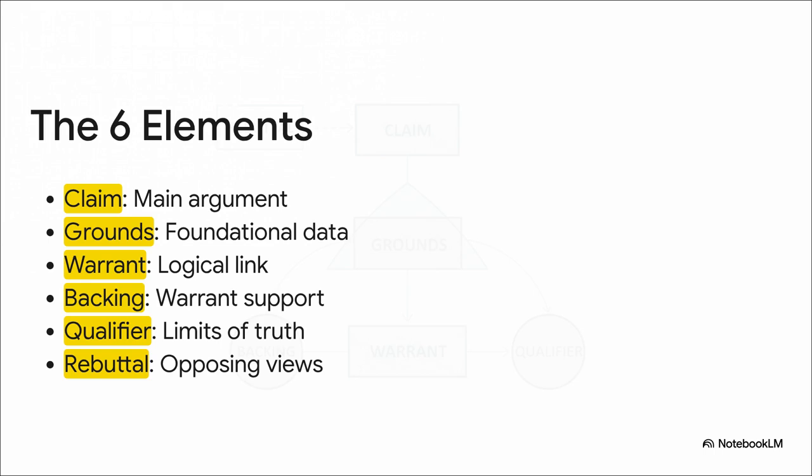Fourth is backing, which provides specific justification for that warrant. Fifth is the qualifier, which sets the limits of truth using words like some or presumably. And finally, number 6, the rebuttal. This is where you acknowledge valid opposing viewpoints.